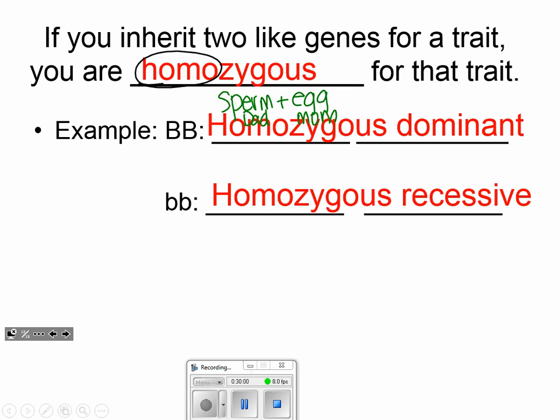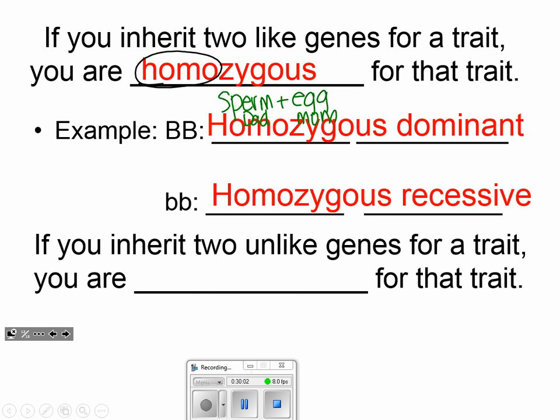What happens if I pull up to the scene with different genes? I'm different. Yes, I'm different. Pull up to the scene with my different genes. One's dominant, one's recessive. What's it called? Heterozygous, because I'm different. Hetero means different. Zygos means sperm and egg. I'm getting different genes from my sperm and my egg. My mom and my dad gave me two genes that were not alike. So heterozygous, because I'm different.